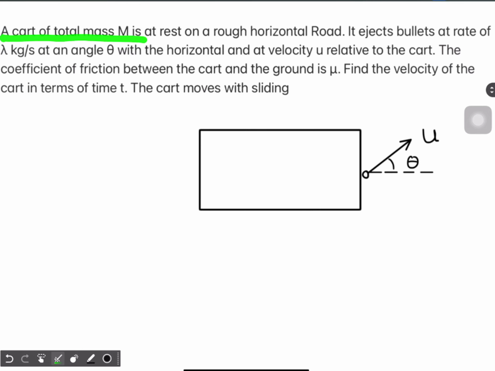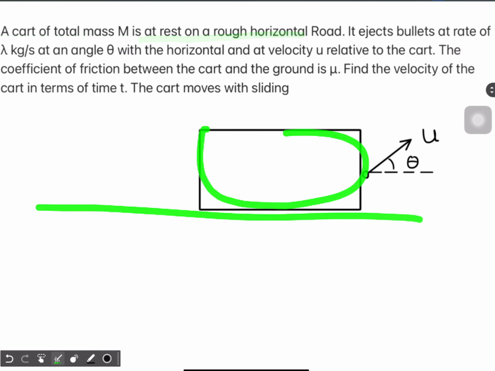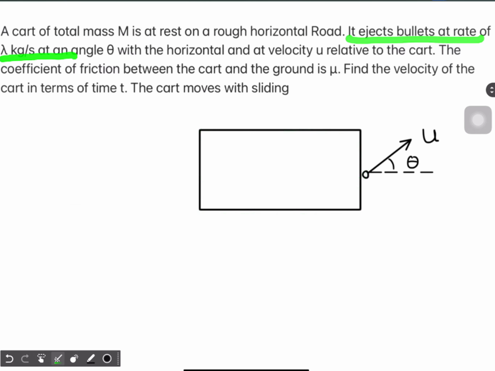We have a cart of total mass m, which is at rest on a rough horizontal road. Okay, this is your cart. It is lying on a rough horizontal road. It ejects bullets at the rate of lambda kilogram per second at an angle theta with the horizontal, with a velocity u relative to the cart. This is important. Velocity u is relative to the cart.